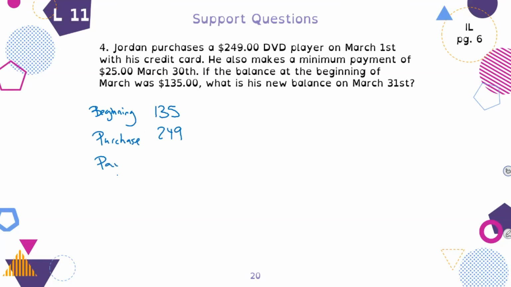And then the payment was negative $25 because that was subtracted. And so the new balance: 135 take away 25 is 110. And 249 is almost 250, so that would be 360. So it's going to be 359 because we rounded up. So the new balance is $359 that Jordan now owes at the end of March, plus any interest, which we didn't calculate because we don't have any interest information.